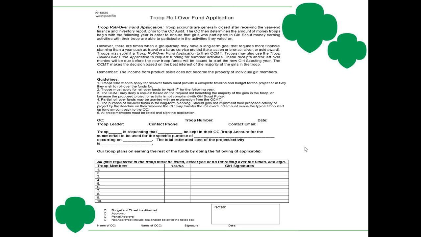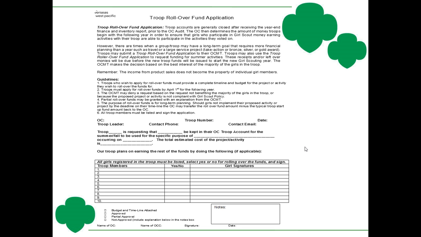So here is the Troop Rollover Fund application. It has a general description of exactly what it is so your troop leaders can read this over, and then it has guidelines. There are 6 different guidelines that are very important for you to understand. So number 1, troops who wish to apply for rollover funds must provide a complete timeline and a budget for the project or activity they wish to roll over their funds for. So this must be attached to this application when they're turning it in.